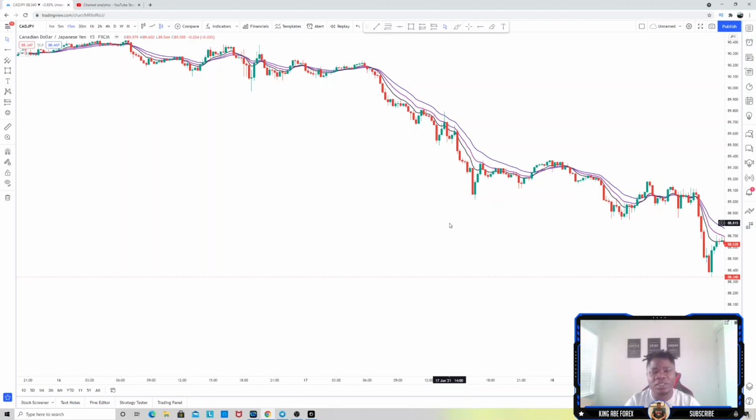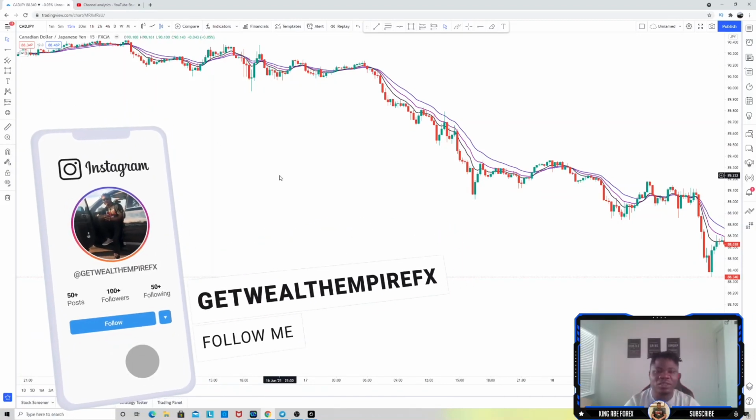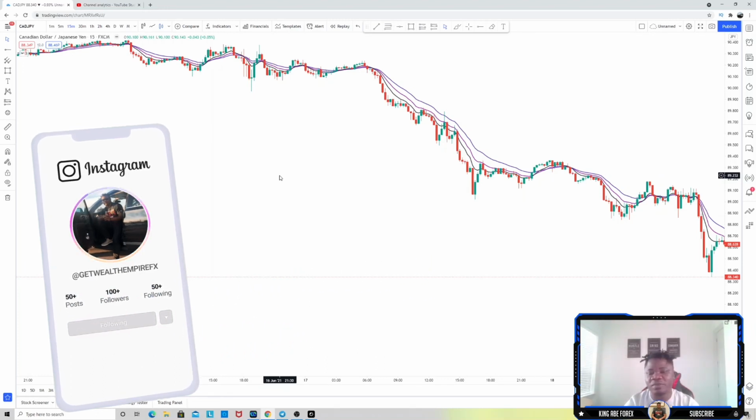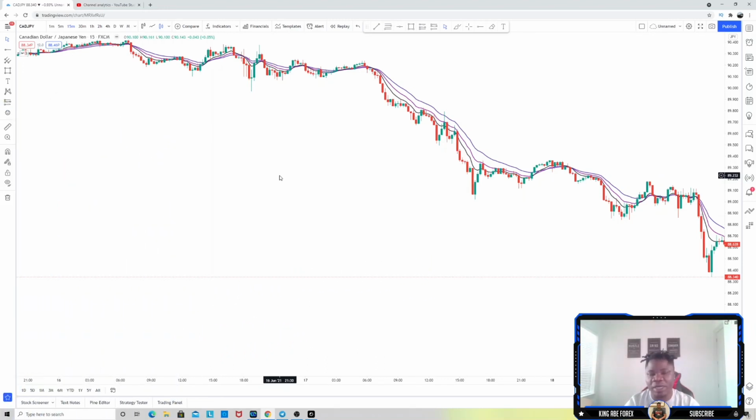So for this strategy, we're going to be looking at JPY, and I actually recommend that you use this strategy on the 15-minute time frame, simply because it works better on the 15-minute time frame.